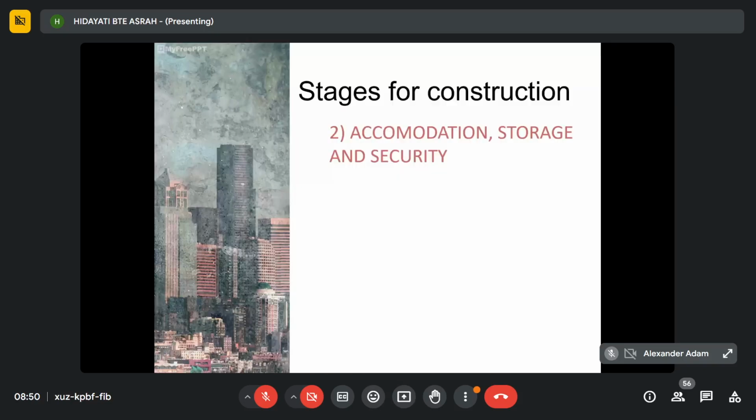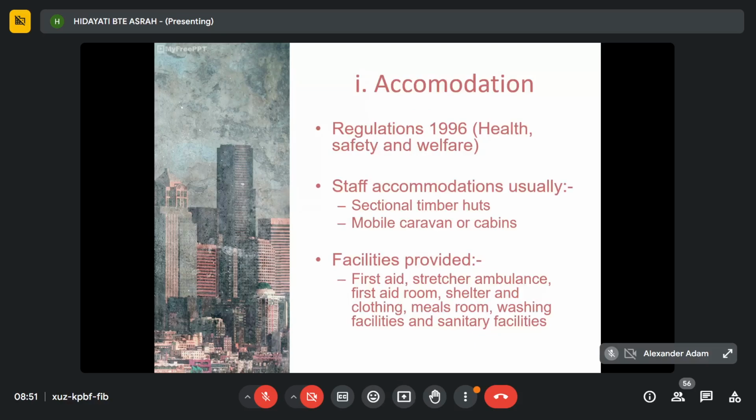Next, we look at the accommodation, storage, and security. The Construction Health, Safety, and Welfare Regulation in 1996. If you refer to this regulation, it details many well-known requirements for those working in the construction sector. This one is for accommodation. You can refer to this regulation.